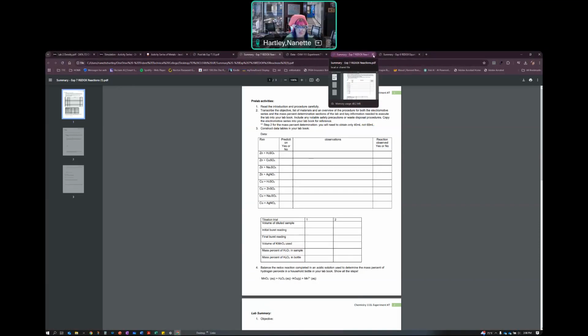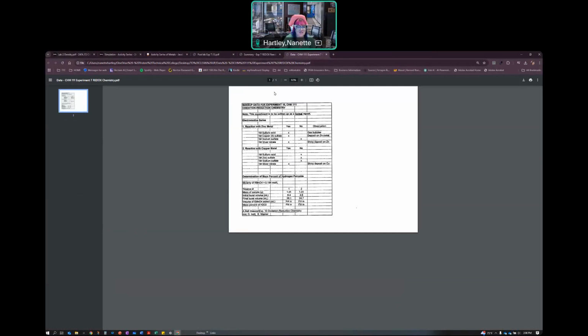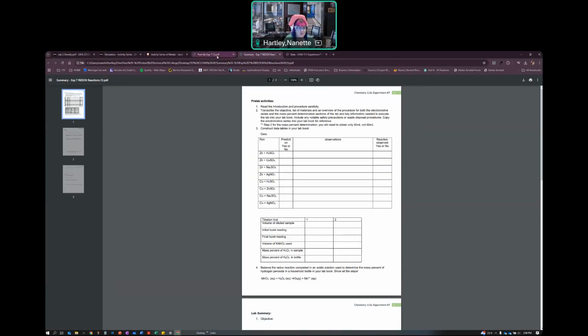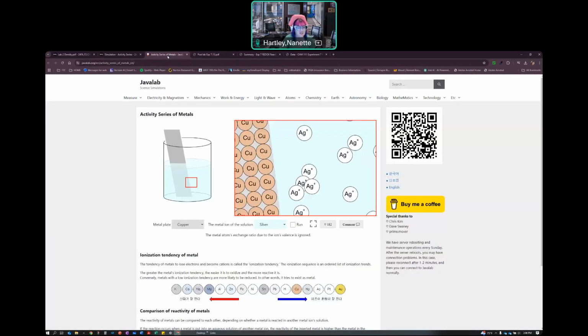I've got a couple of those open, so I'm going to try and close a couple of things. This is experiment 6, so I'm going to close that because we don't need it. This is the data sheet that comes with experiment 7. This is the summary for experiment 7. This is the post lab for experiment 7. And this is the activity series for experiment 7.